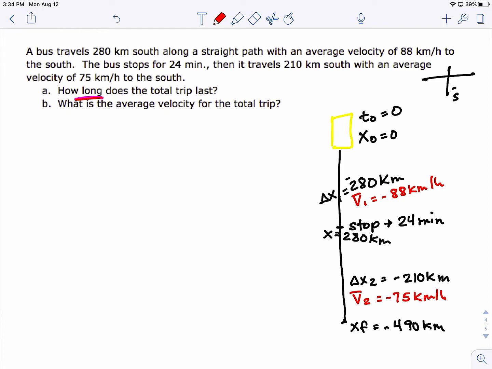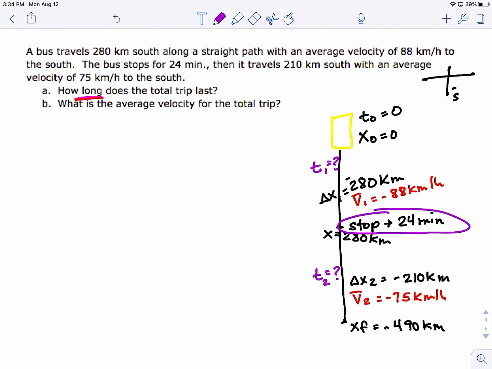Okay, so I'm going to look at what I have, look what I'm looking for. So I'm looking for how long, which refers to a time. So I'm dealing with average velocity. I know the average velocity. I know the displacement for each leg of the trip. Looking for time. So I need to find the time for this section. I know the time that I stopped was 24 minutes, and I need to know the time for the second section.